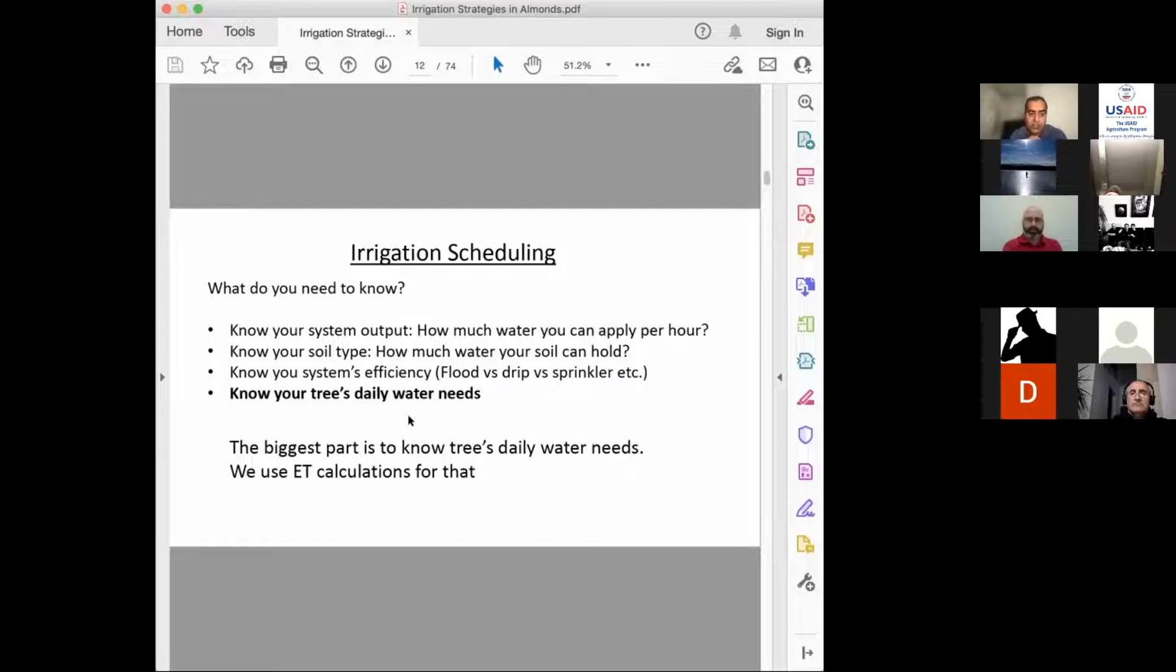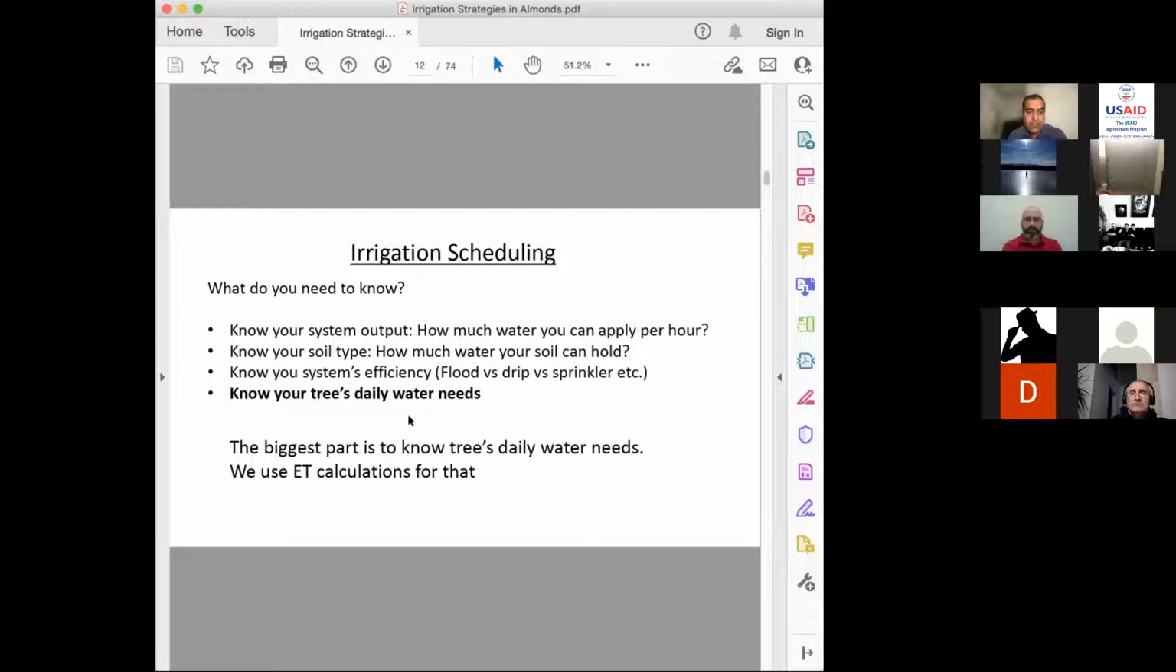Also, you need to know your system's efficiency. Whatever system you have, if you have flood irrigation or drip or sprinkler irrigation, the system efficiency is basically a function of how much water you are applying through the system in the beginning and how much water is actually getting at the end of the system, getting to the root zone where you intend to apply it.